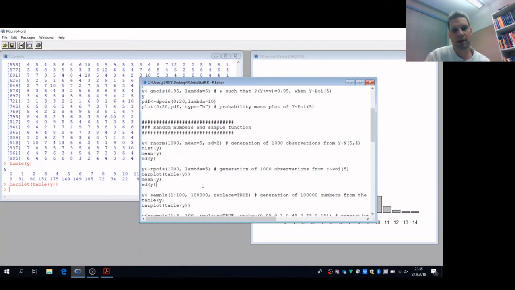And if you have some other distribution in mind, I'm sure you can find the corresponding R distribution function, whatever the name is, so that you can generate random variables from that distribution.